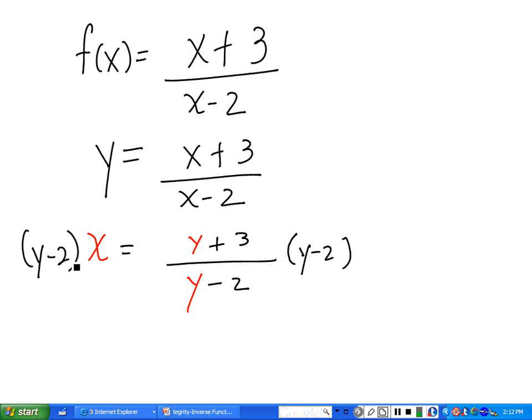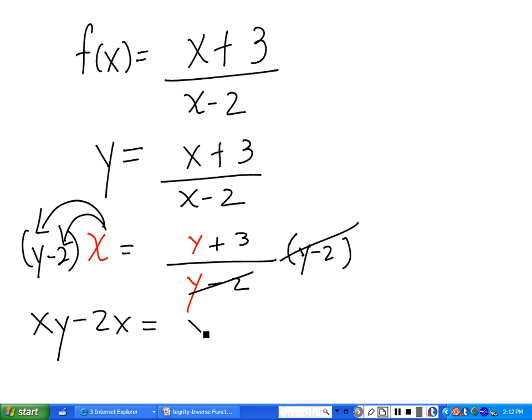In doing so, the y minus 2's cancel here. That's what we want. Now this is y minus 2 times x on the left side. So let's distribute, because we really need to get this y isolated. Y times x is xy, and negative 2 times x is negative 2x, equals y plus 3.